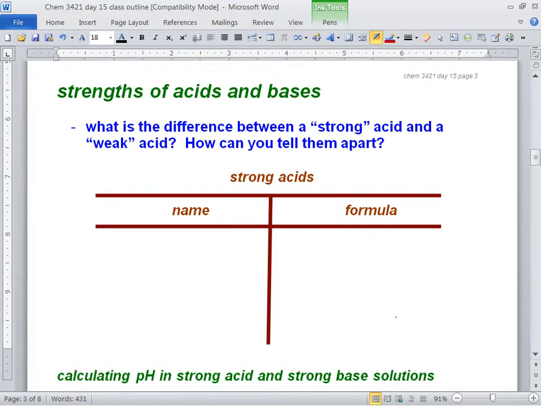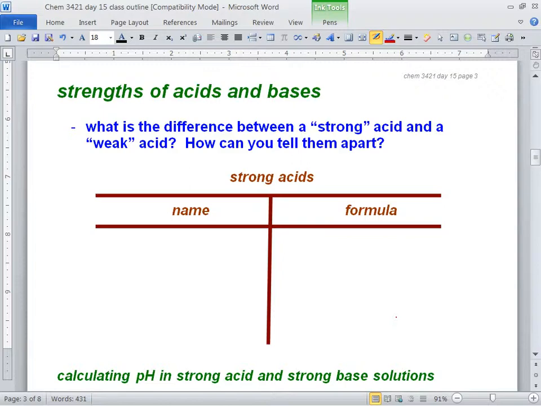Strengths of acids and bases. So referring to their strengths now. What is the difference, Sabina, between a strong acid and a weak acid? Yes, a strong acid dissociates, perfectly said. A strong acid dissociates 100%. A weak acid dissociates, depends on what the weak acid is, 1%, a millionth of a percent.